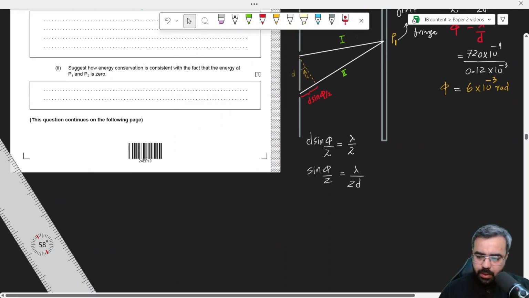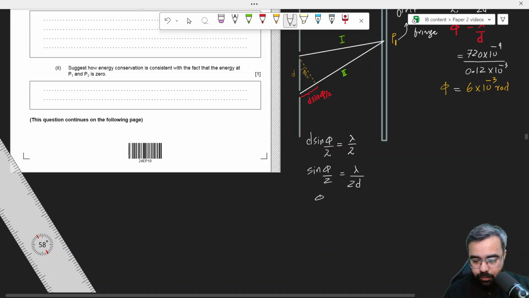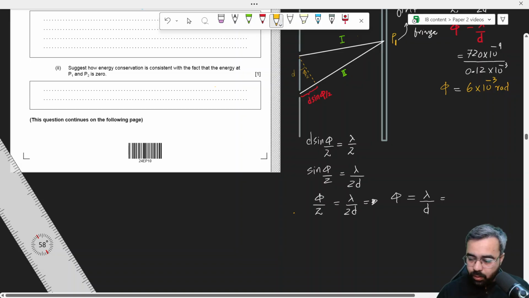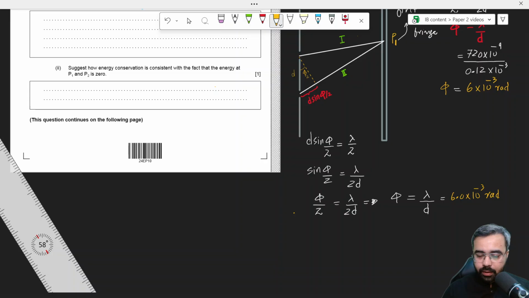Once again, sine and tan give the same value as the angle, because the angle is very small. That's why phi over 2 is equal to lambda over 2d. So dear students, you see that we are getting the same result, lambda over d, just like we got before. So we will find the same result, that is 6.0 times 10 to the power negative 3 radian. This is the angle. I hope these two methods are enough.